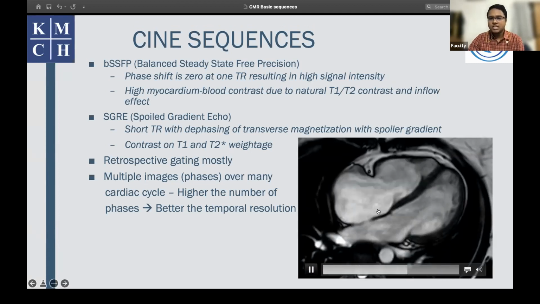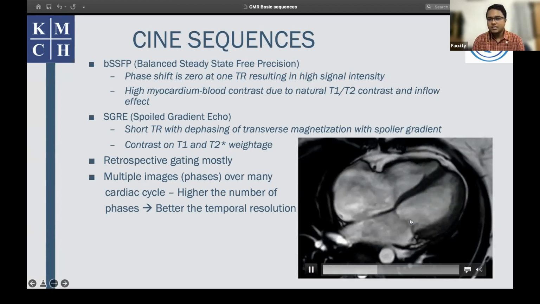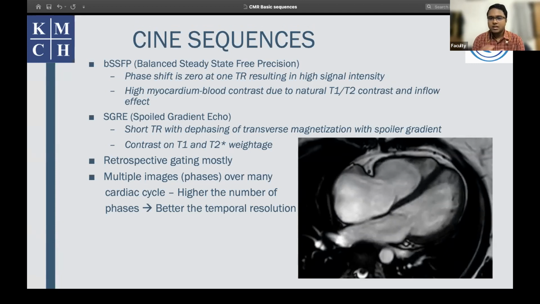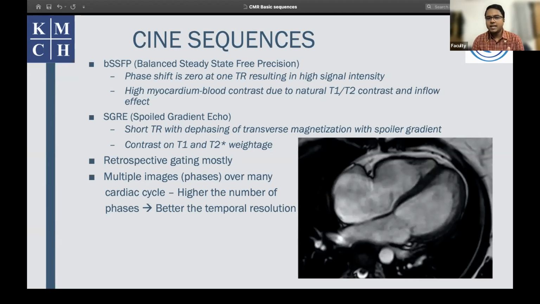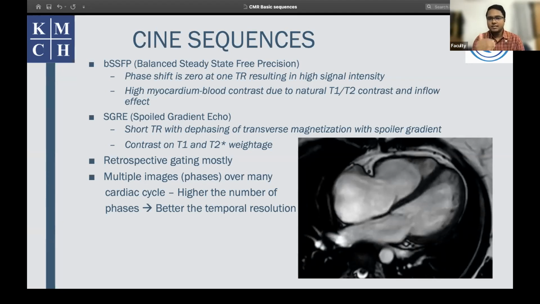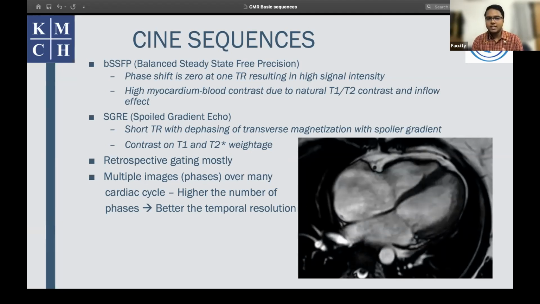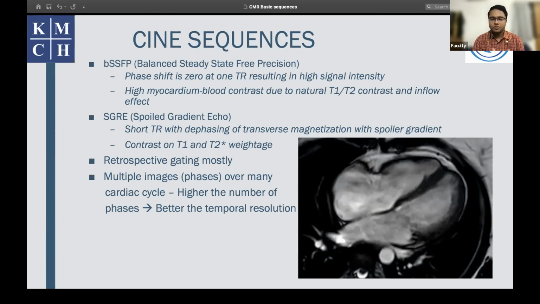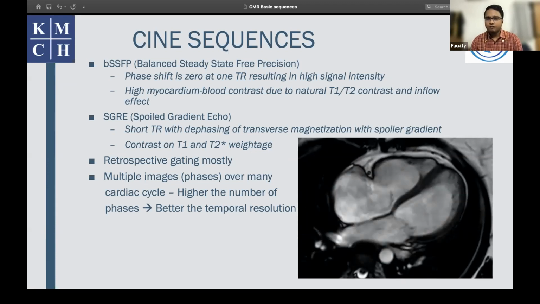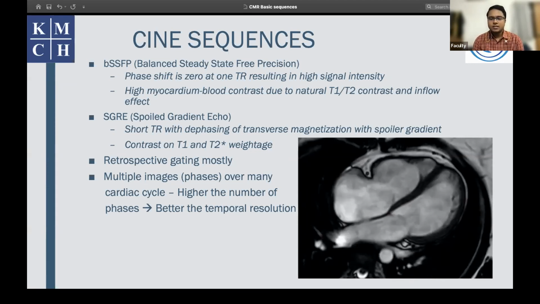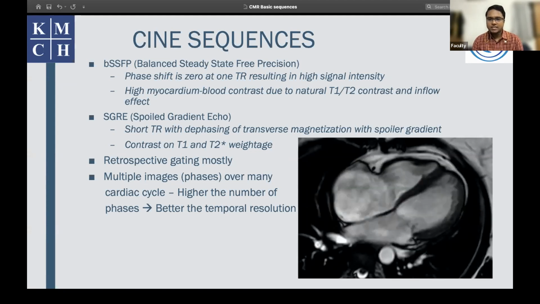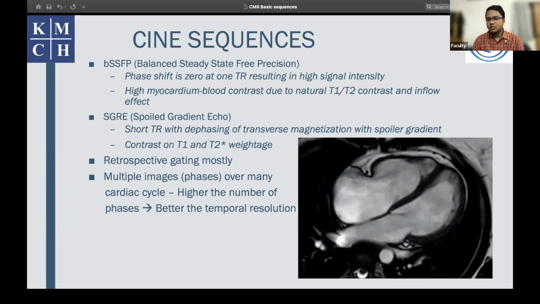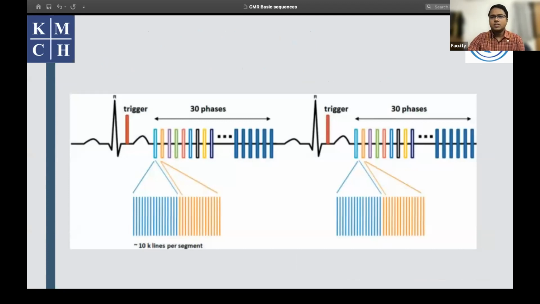So this particular cine image consists of at least 25 to 30 images corresponding to all the parts of the cardiac cycle. So when you increase the number of phases in a cardiac cycle, then the temporal resolution of the image also increases. So instead of 20, if you take 40 phases in a single cardiac cycle, then you get 40 images in a cardiac cycle, and you get a better temporal resolution. So this is how the cine sequence works.